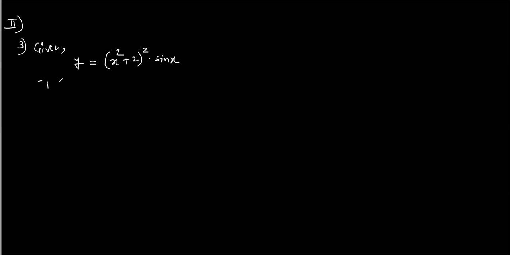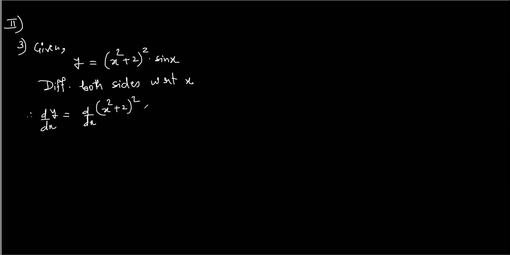So I write here differentiating both sides with respect to x. So I get here d by dx of y equals to d by dx of x square plus 2 square into sine of x. And as you know, students, here we notice that we have product of two functions. So what are those two functions? Those two functions are, one is x square plus 2 the whole square.